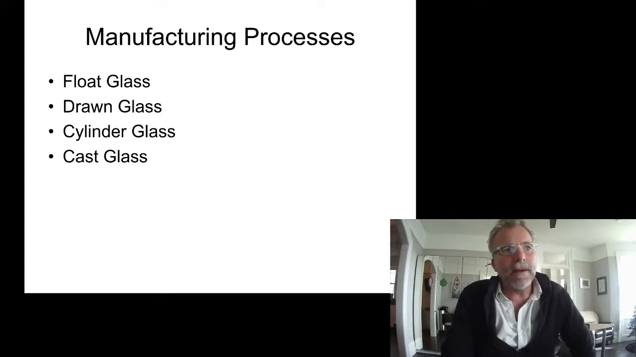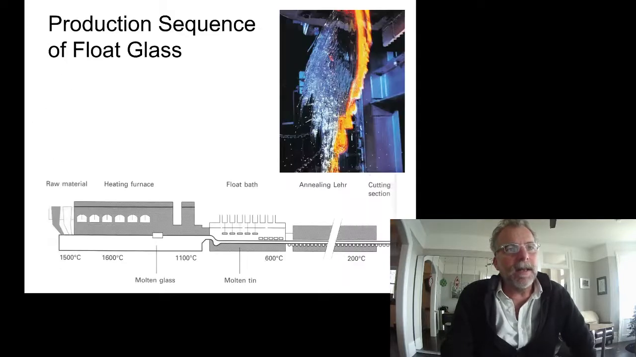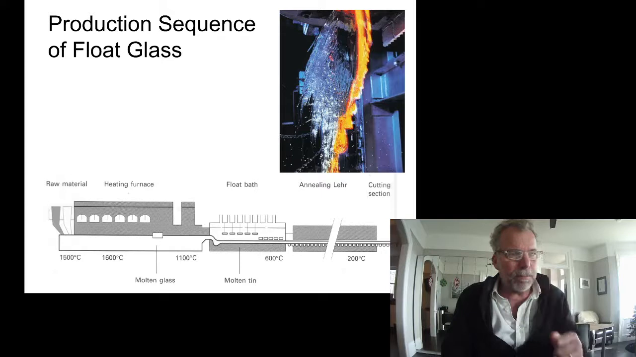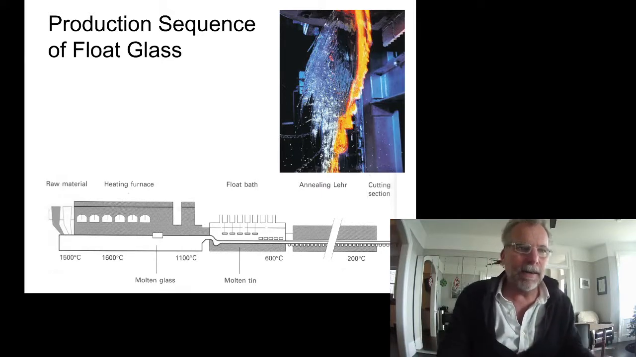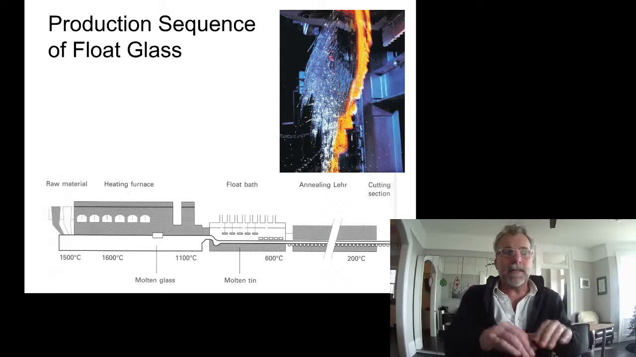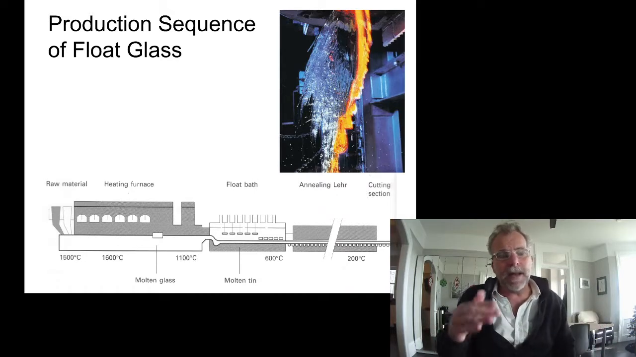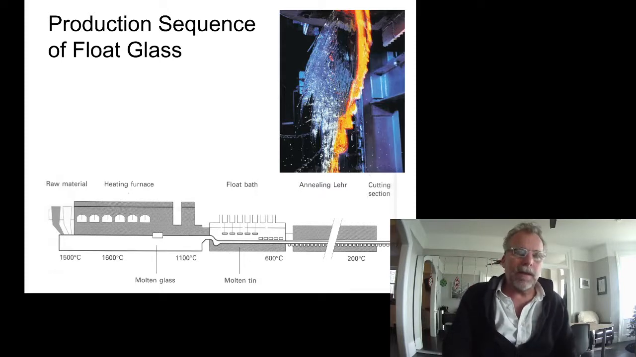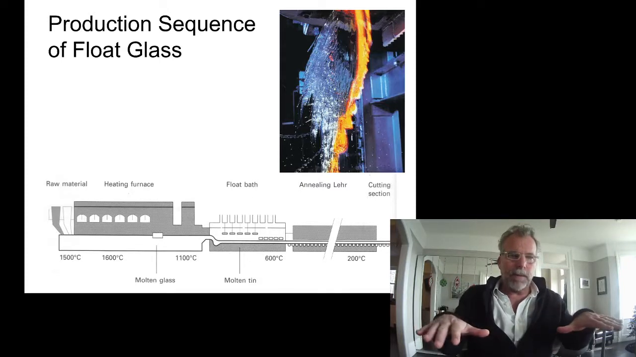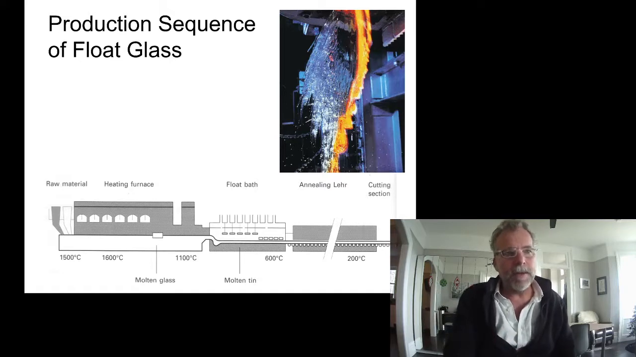Manufacturing process: there's a number of ways that glass is manufactured. The Pilkington process for making plate glass involves heating the glass to molten at around 1600 degrees. At around 1100 degrees, the molten glass is poured onto a bed of molten tin, because molten tin is super, super flat. But it's heavier than glass, so the glass will float on the surface and take the profile of the molten tin, which is super, super flat. It's cooled to around 600 degrees in the float bath, and then rolled out into an annealing layer.